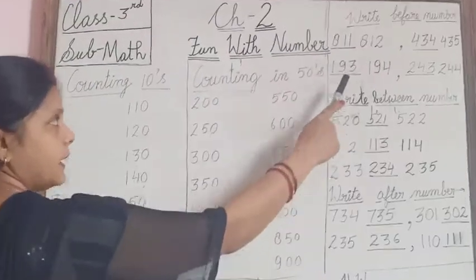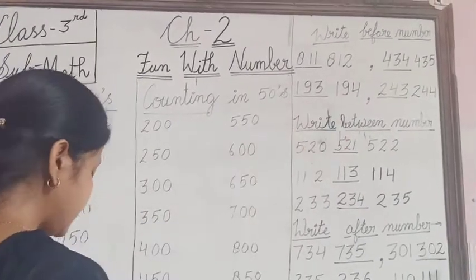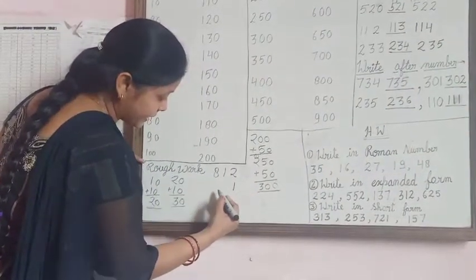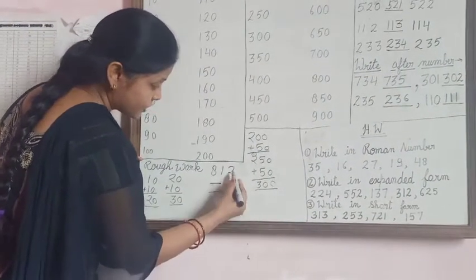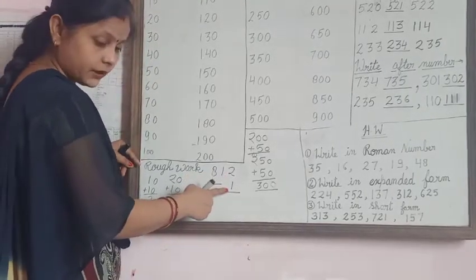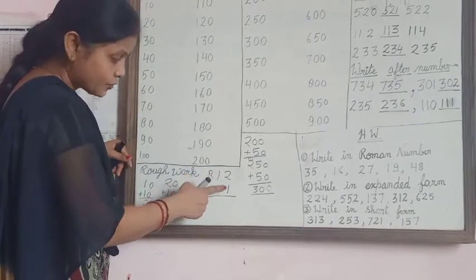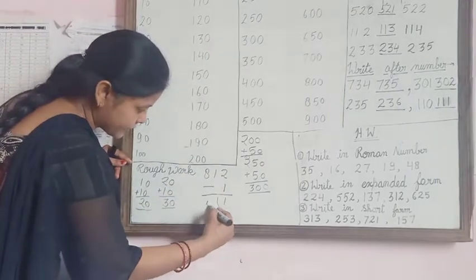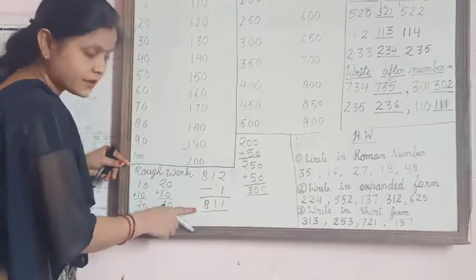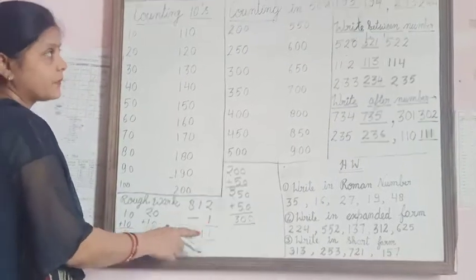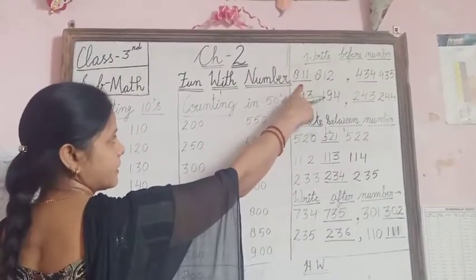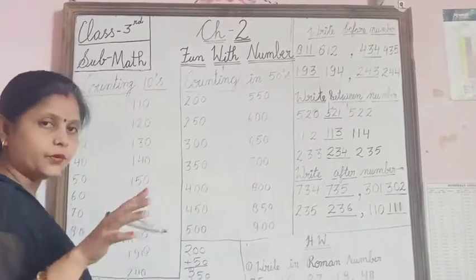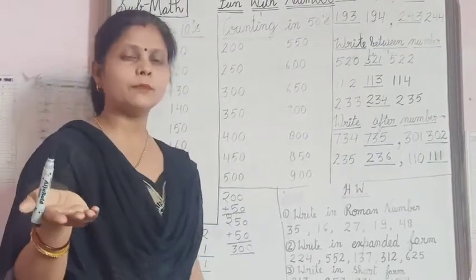Here is 812. So write down 812 first and subtract 1. If you subtract 1 from 2, you get 2 minus 1, 1. No other subtraction is needed, so write down 8. What number do you have? 811. Write 811 down here. Same thing here. You have 194. So 194's before number is 193.